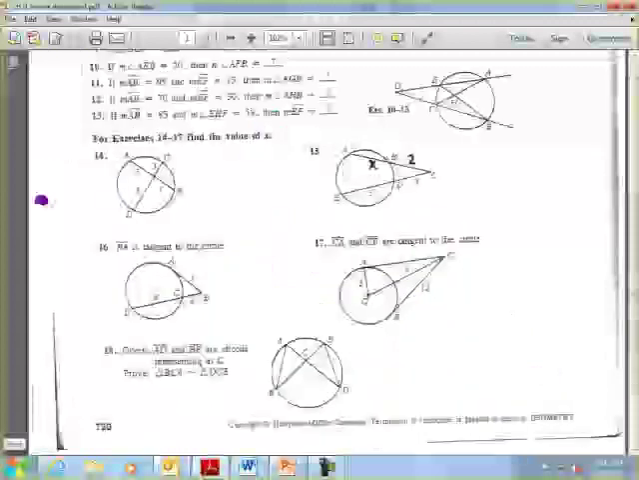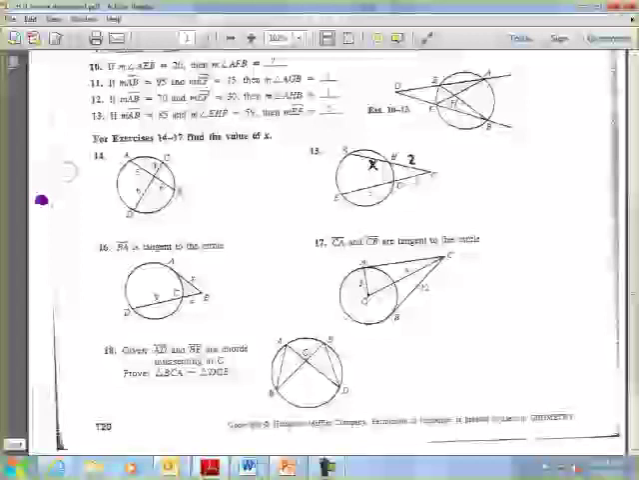Okay, for number 14, looking at segment pieces here, what equation would I set up to solve for x in number 14? Five times x equals 6 times 3. Our rule for chords is that we can multiply the broken pieces. So 5x is equal to 18, and divide by 5. It's not pretty, so we'll just leave it. Or you could divide it out. It's 3.6. That would be a fine answer as well.